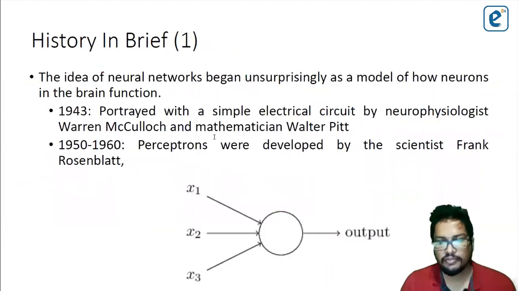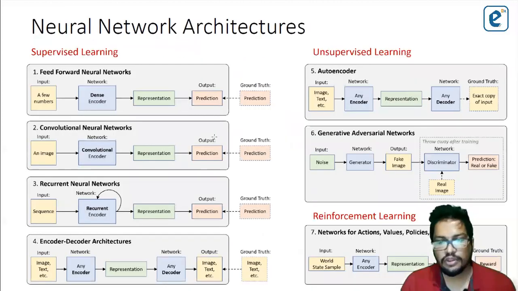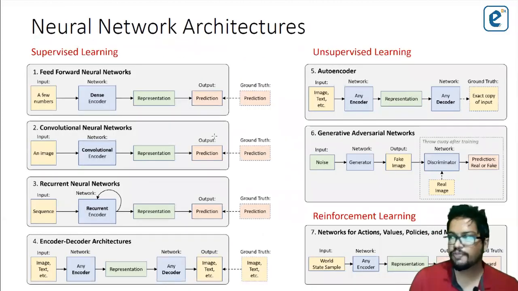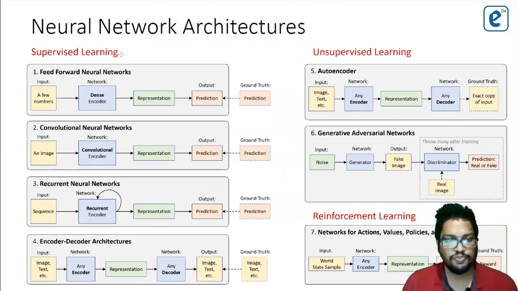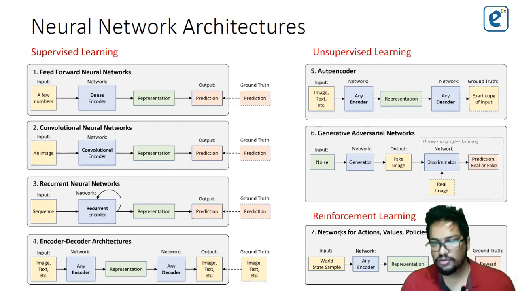I want to highlight this point. We have several neural network architectures. Under supervised deep learning, we have feed-forward neural networks, convolutional neural networks, and recurrent neural networks. These are the three main types of neural networks. Under unsupervised learning, we have two main types, autoencoders and generative adversarial networks. And under reinforcement learning, we have deep Q-networks.